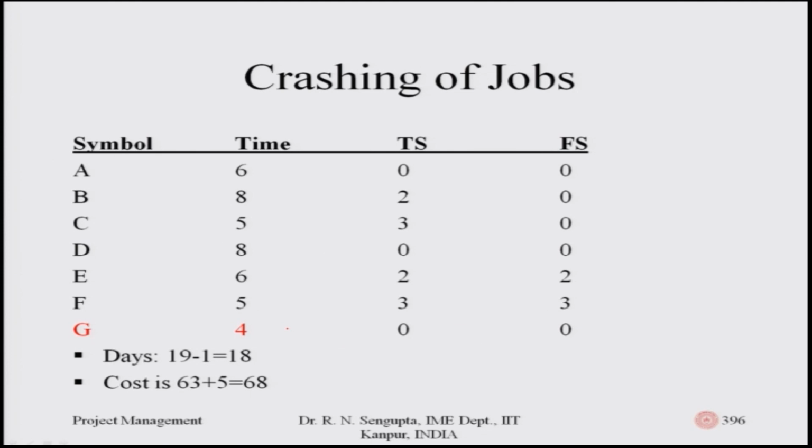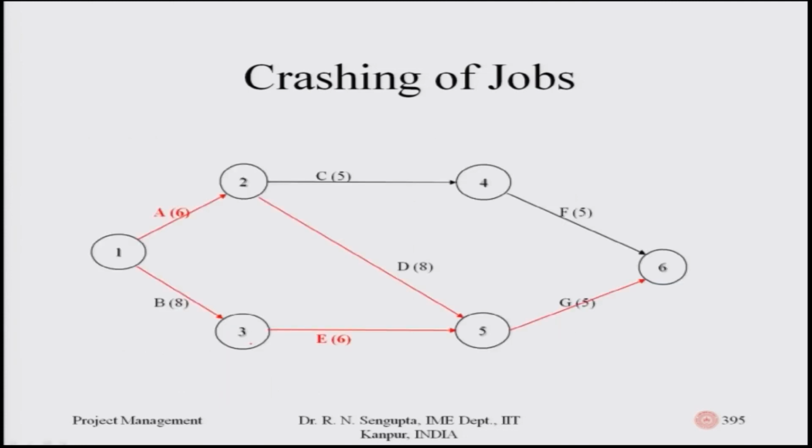Now, let us come to the increase in the cost and the reduction of the days if we consider only G. So, now A to F are not being affected, and G, which was initially 5, is being reduced from 5 to 4. The moment it is reduced, there are now 2 paths which are being affected by G. What are those? That is A D G and B E G.